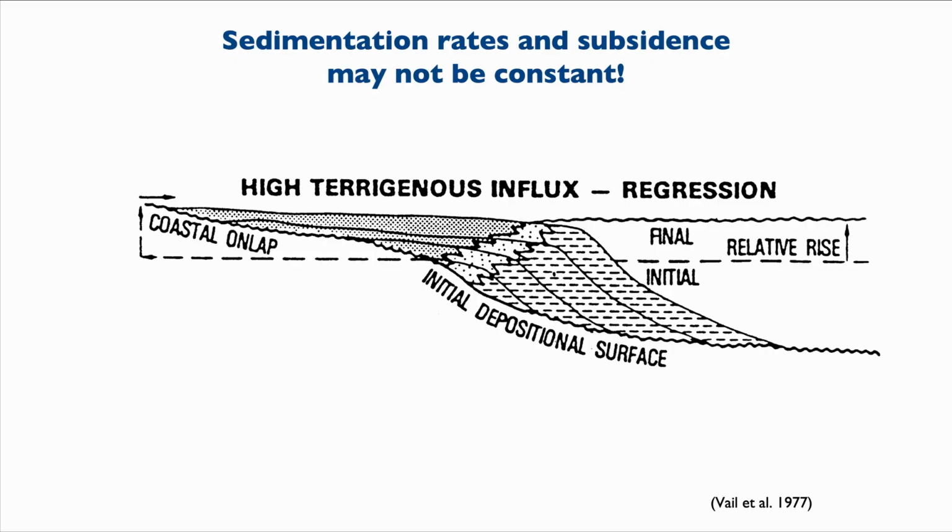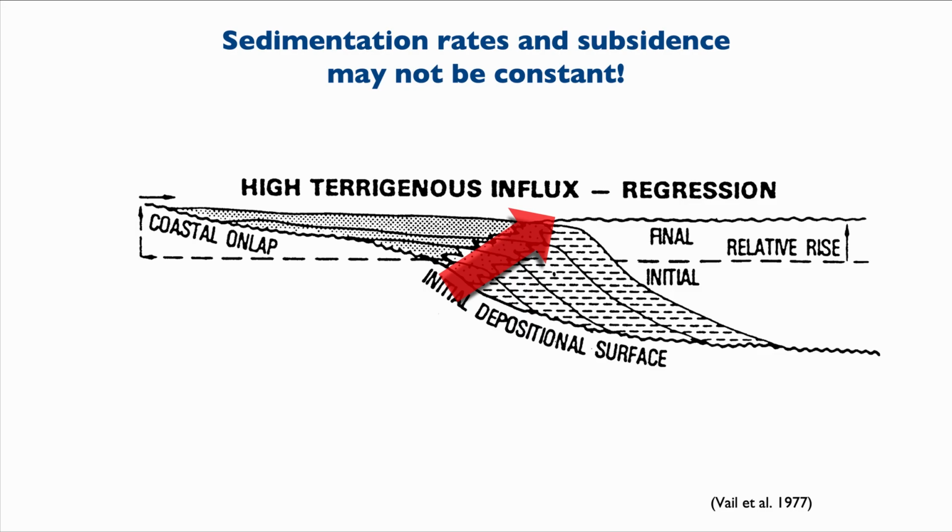But what would happen to the same shoreline if you change the flux of sediments? If you have a high terrigenous influx, then you completely fill that accommodation. Notice that the relative rise in the creation of accommodation is the same as in the previous example. But because this accommodation is filled, we have a normal regression. And of course, that means that the shoreline is migrating towards the center of the basin.